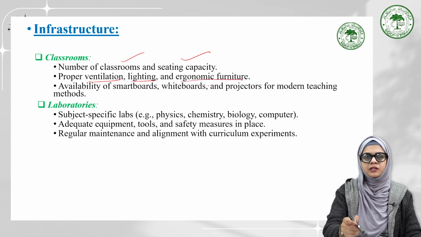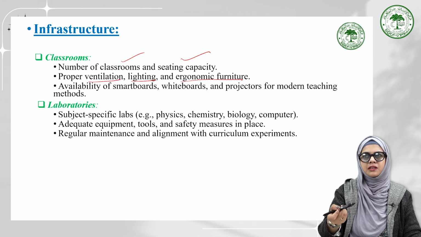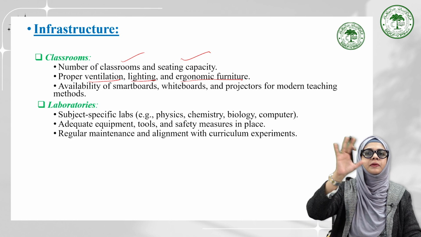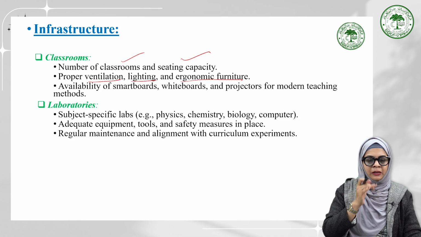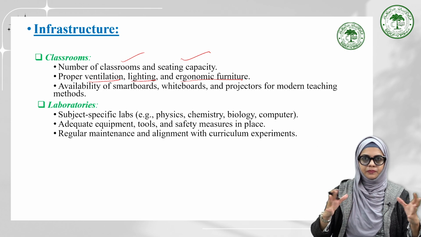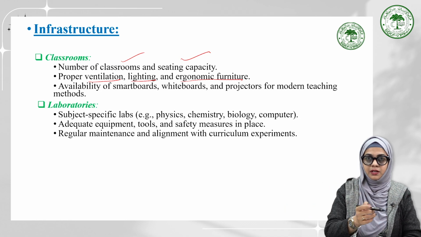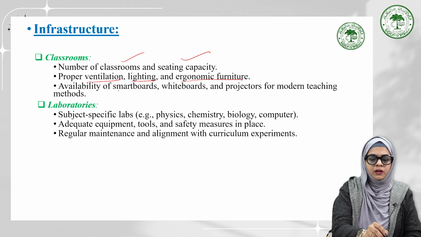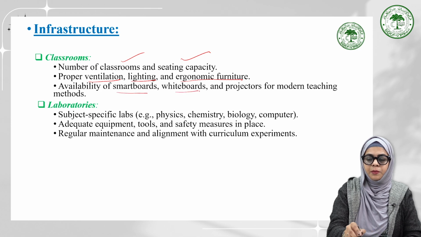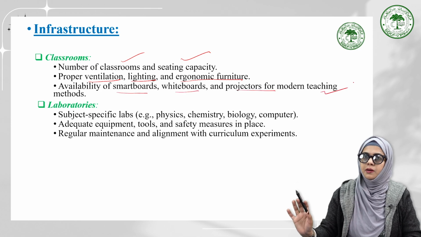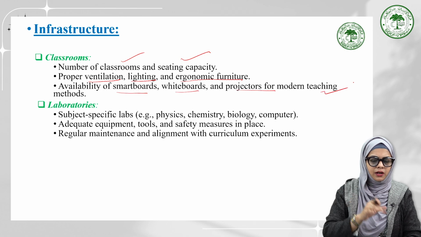So ergonomics is basically a scientific discipline which looks into the understanding of the relationship between human beings and the other elements that are present in the system. So the furniture, how it is being arranged in the classroom, that also comes under this particular thing. Then availability of smart boards, whiteboards and projectors for modern teaching methods. So this is within the classroom.